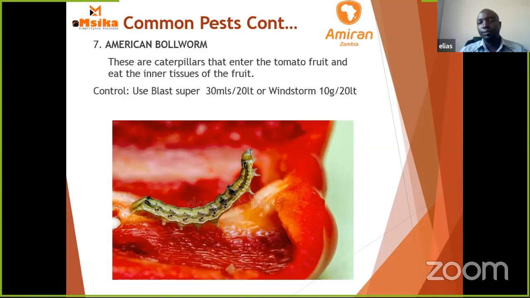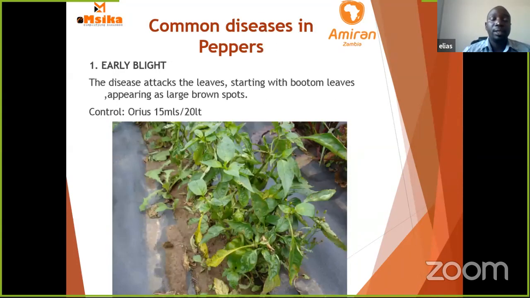So we have a solution for this kind of insect. You can use, among other chemicals, Blast Super at the rate of 30 mils per 20 liters, or Windstorm at the rate of 10 grams per 20 liters of water. It's quite a nuisance. It can reduce your yields, thereby affecting even your income, and the quality of fruits is also compromised.